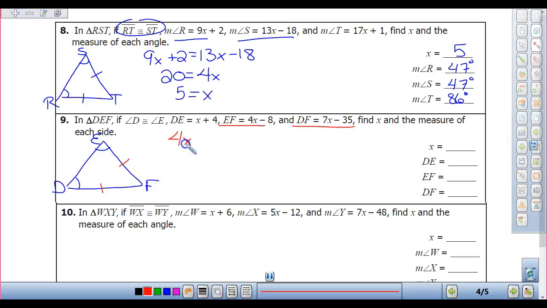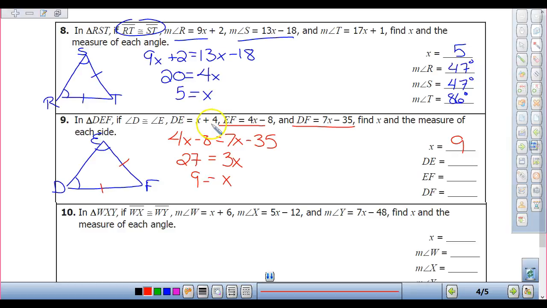Set them equal to each other. X minus 8 equals 7x minus 35. 3x equals 27, there you go. So x is 9. My x is 9. Now I can plug in.